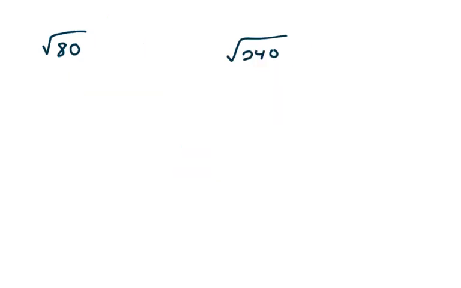All right, square root of 80. So we need to think of some perfect square factors of the number 80. Okay? Well, one way to do this would be to say, well, 80 is 4 times 20. So square root of 4 times the square root of 20. Okay, so that's 2 times the square root of 20.